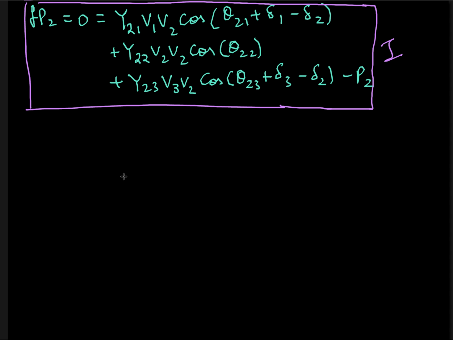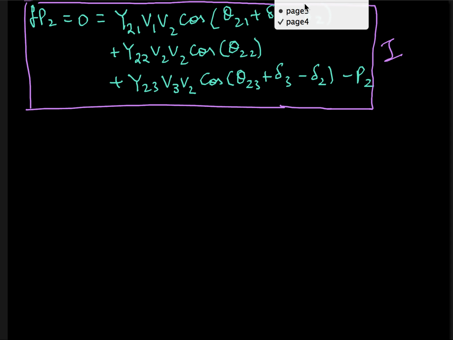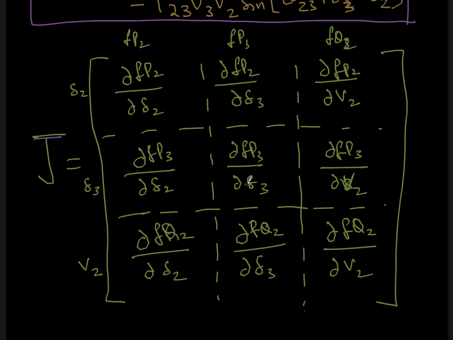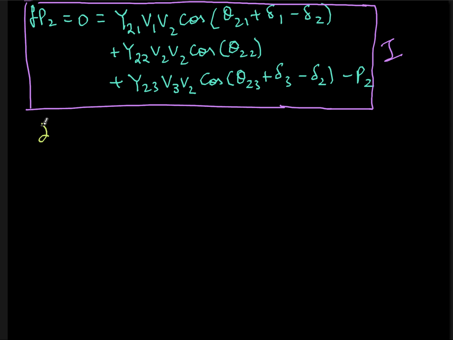So let's differentiate it. The elements of the Jacobian matrix will be J11, J12, as I mentioned before. So the first element of the Jacobian matrix is this one: differentiation with respect to delta 2. So let's do that. Differentiation of the above function fp2 with respect to delta 2. So this is my J11.